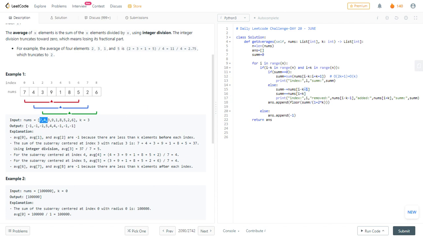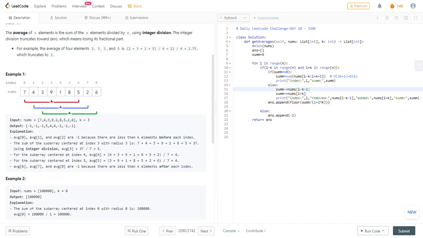See, suppose I am at this position. For the number 9, I am trying to find the sum. So what all elements do I have to take? Please pay attention here. These are the elements, starting from 7, ending at 5. But for the next iteration, what do I have to do? I have to remove 7 from the sum and I have to include 2. So from the last iteration, I have to remove the leftmost element, and for the current iteration, I have to include the rightmost element.